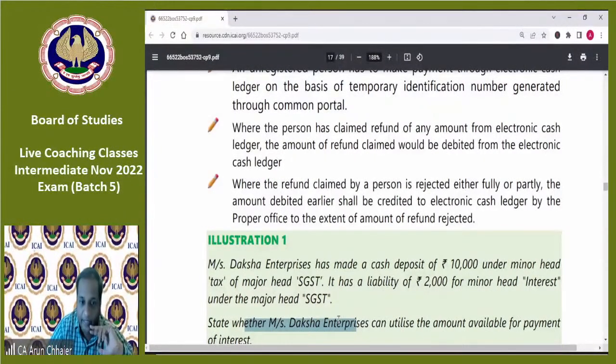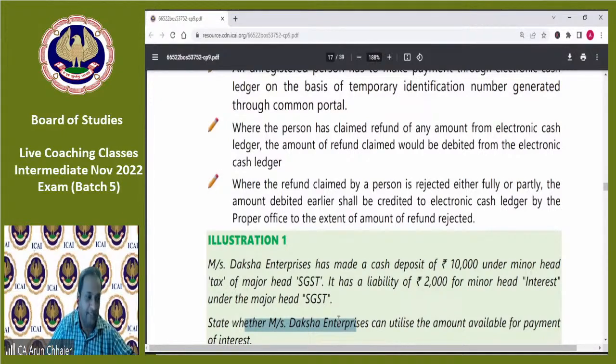Whether Daksha Enterprises can utilize the amount available for payment of interest. It is available under the tax, but it is needed under the interest. Simply one line. Can you give me the answer? Simply one line. Just now we have discussed.